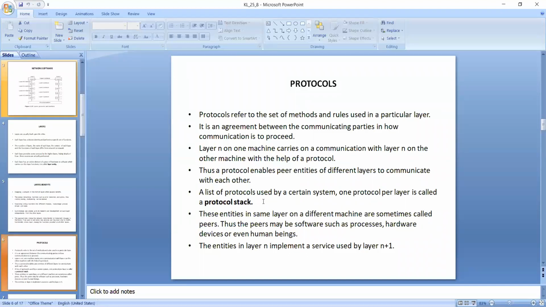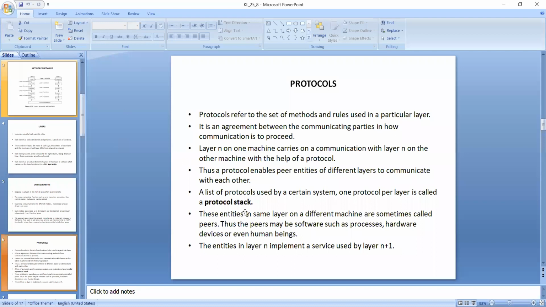A list of protocols used by a certain system, one protocol per layer, is called a protocol stack. You have to remember these keywords. In the earlier slide, I told you to remember layer entity. Layer entity means the components, either hardware or software, used in a particular layer. Next, remember protocol stack. Protocol stack means a list of protocols used by a certain system, one protocol per layer.